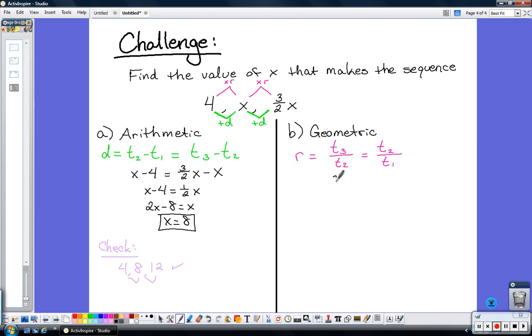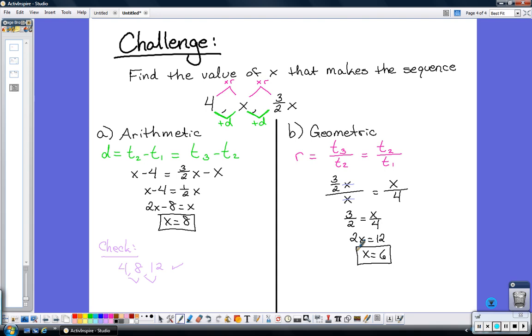Substituting in these values, we get 3/2 x over x, term 3 divided by term 2, equals term 2, which is x, divided by term 1, which is 4. Again, the equation's not too bad to solve because these guys are going to cancel each other out. So we get 3/2 equals x over 4. You can cross multiply to get that 2x is 12. So therefore, x is 6.